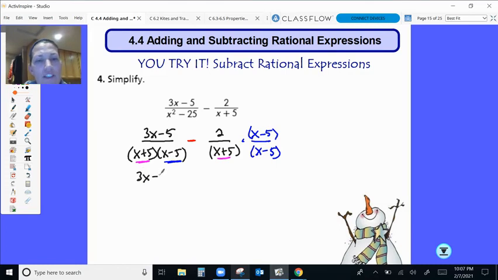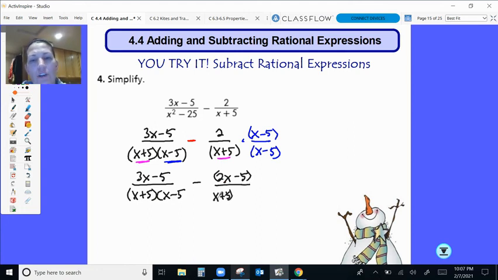Okay, I'll rewrite this. 3x minus 5 over x plus 5 times x minus 5 minus, and I'm going to distribute this 2. So 2x minus 5. And this, think of this as a little parentheses right there. X plus 5 times x minus 5. Okay, still put this little subtraction here. Now I'm going to distribute this negative sign through here. So make sure we can add those properly.